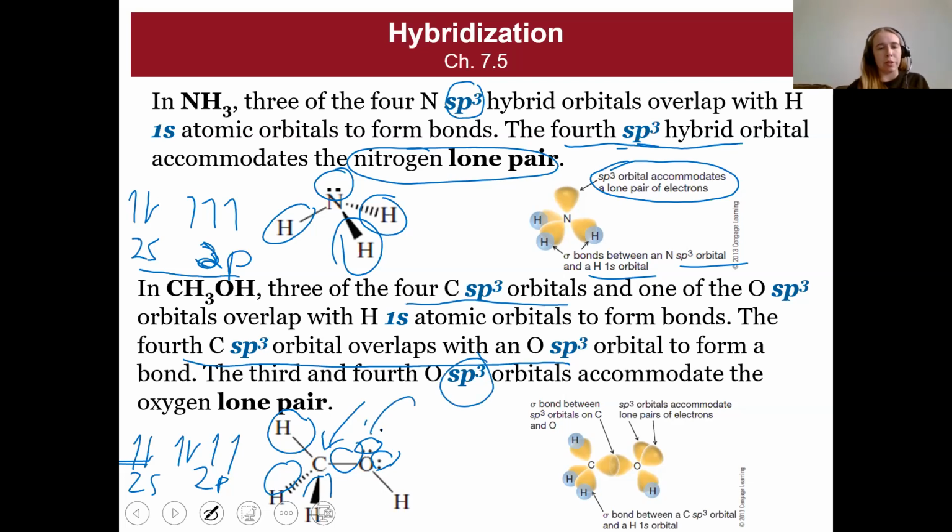So two of those sp3 orbitals are filled, and they are lone pairs. And then the other two sp3 orbitals on oxygen have unpaired electrons, and that's what forms this carbon-oxygen bond and this oxygen-hydrogen bond. So we've got our sp3 orbitals on carbon. There's four of them, making four bonds. And we've got four sp3 orbitals on oxygen. Two of them are making bonds, and two of them are lone pairs. So again, count the electron domains, not the bonds, to see the hybridization.